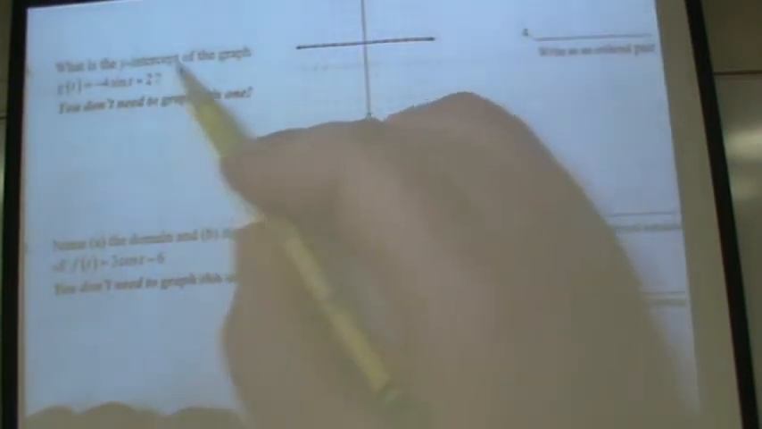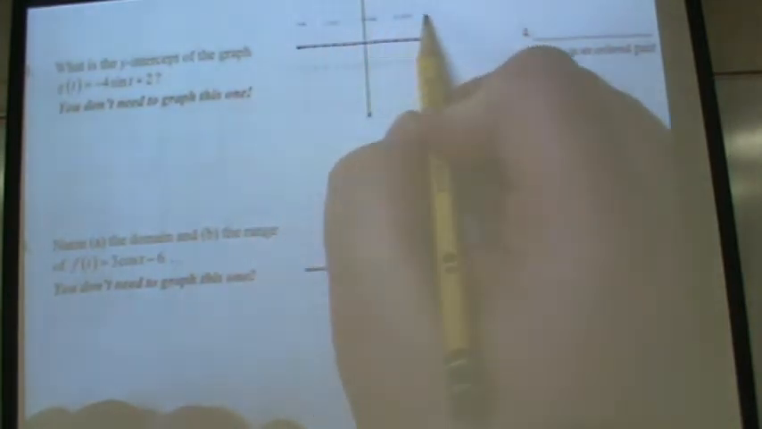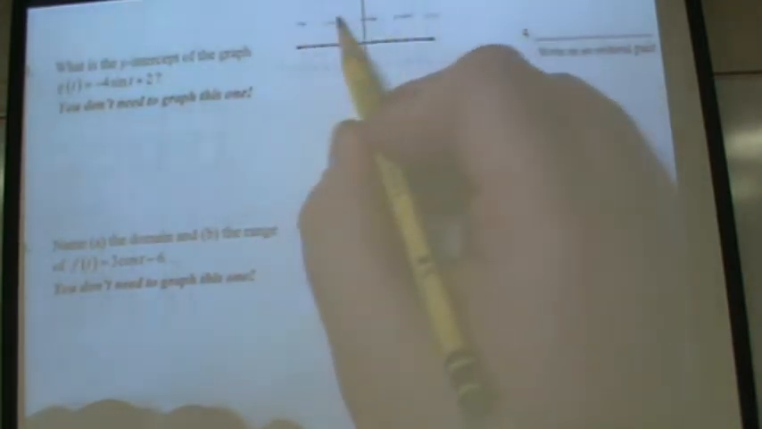But we have a vertical shift up 2. So we're actually starting right there at that up 2 spot. So our sine graph will start here. So that's our y-intercept. And that point is 0, 2. We haven't gone anywhere on the x-axis, but we've gone up 2 on the y.